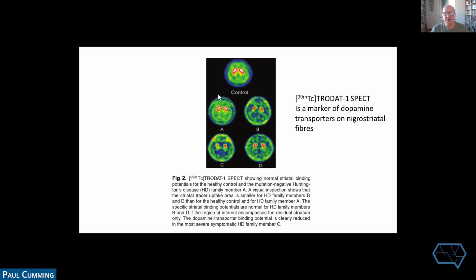And it's a little bit hard to see, but they use something called TRODAT, which is a SPECT tracer, not a PET tracer, but it shows very clearly the striatum in the healthy control lighting up, because the dopamine innervation labeled by TRODAT SPECT is completely intact in the control, and varying degrees of degeneration in Huntington's patients. But it's not very pronounced. It's actually rather a modest loss compared to the massive dopamine receptor loss.